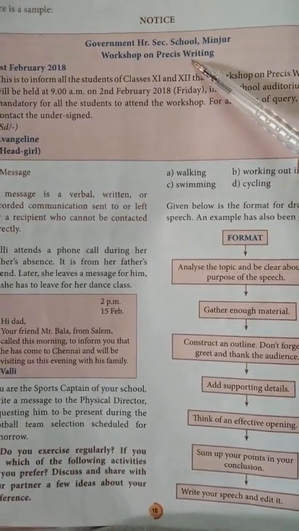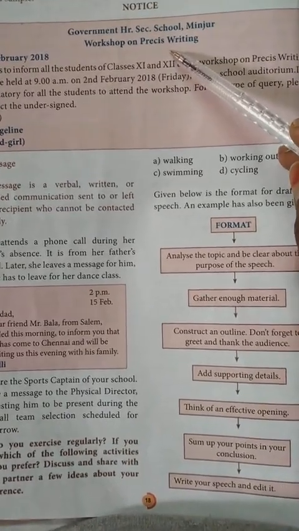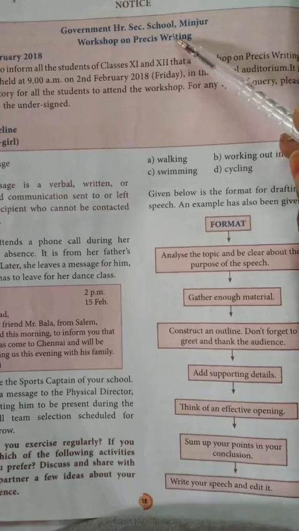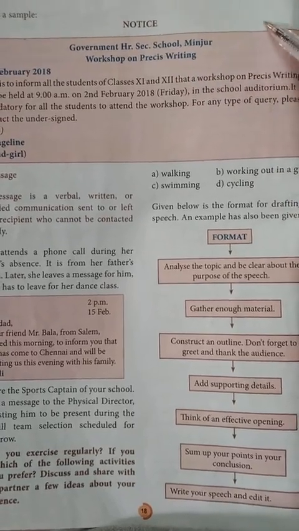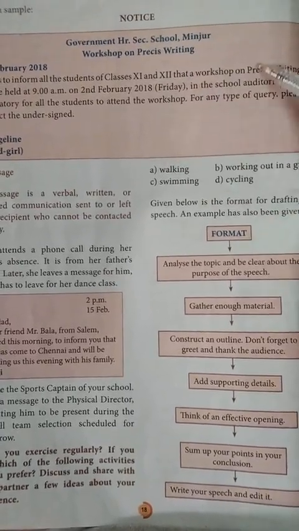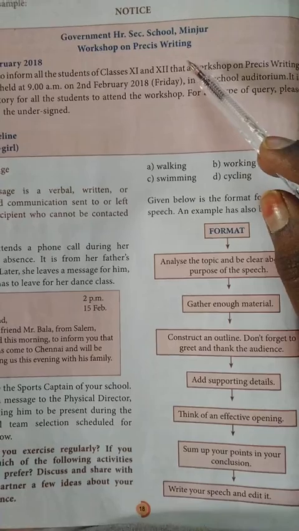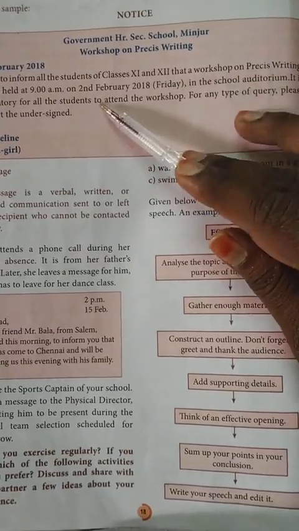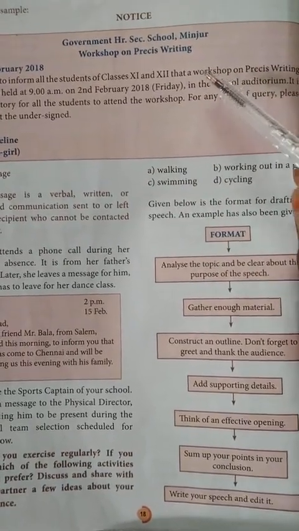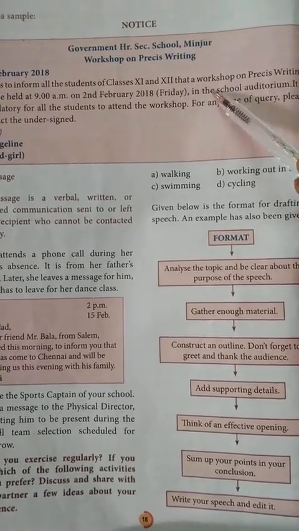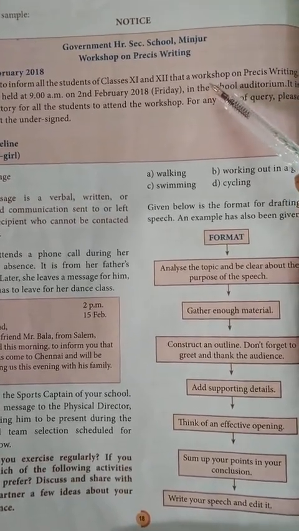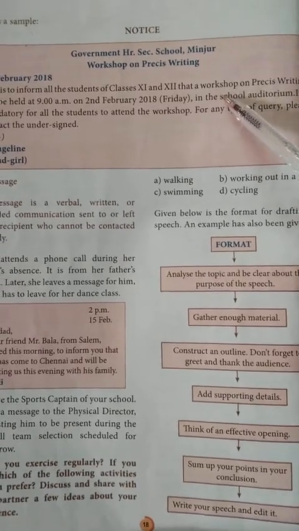So as we have seen already, what are the tips to be remembered while writing a notice? First of all, a notice should be enclosed in a box. See, a box is given, right? And moreover, what is the second point? It should not exceed 50 words, exactly like this notice. And it should be brief, that means it should be short, right?